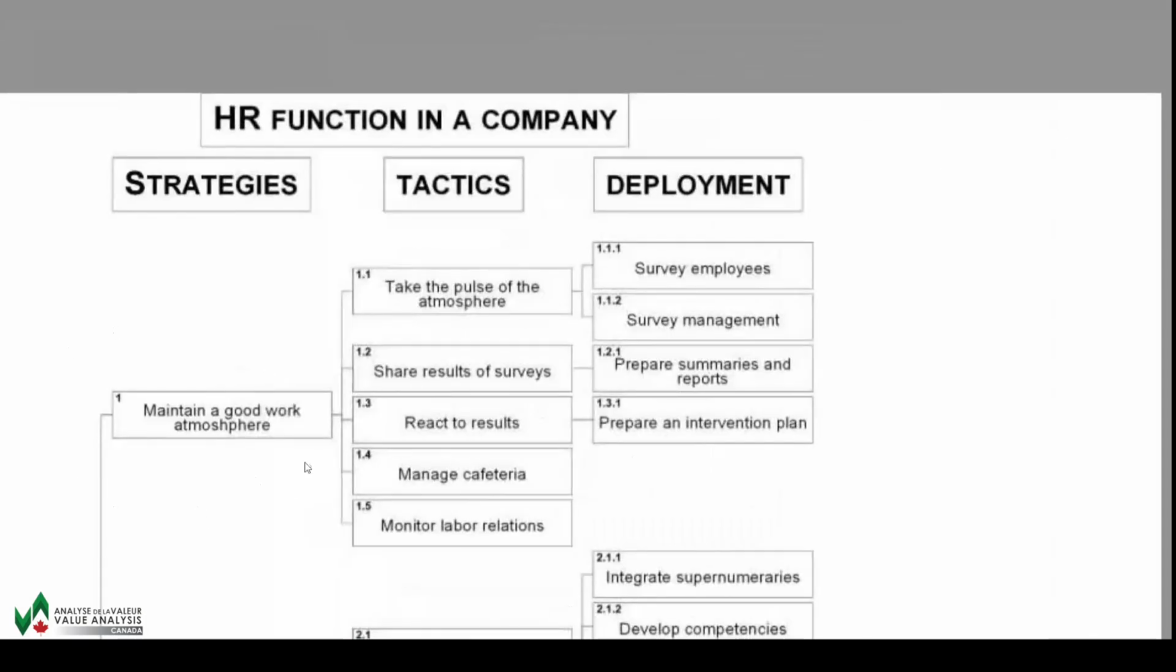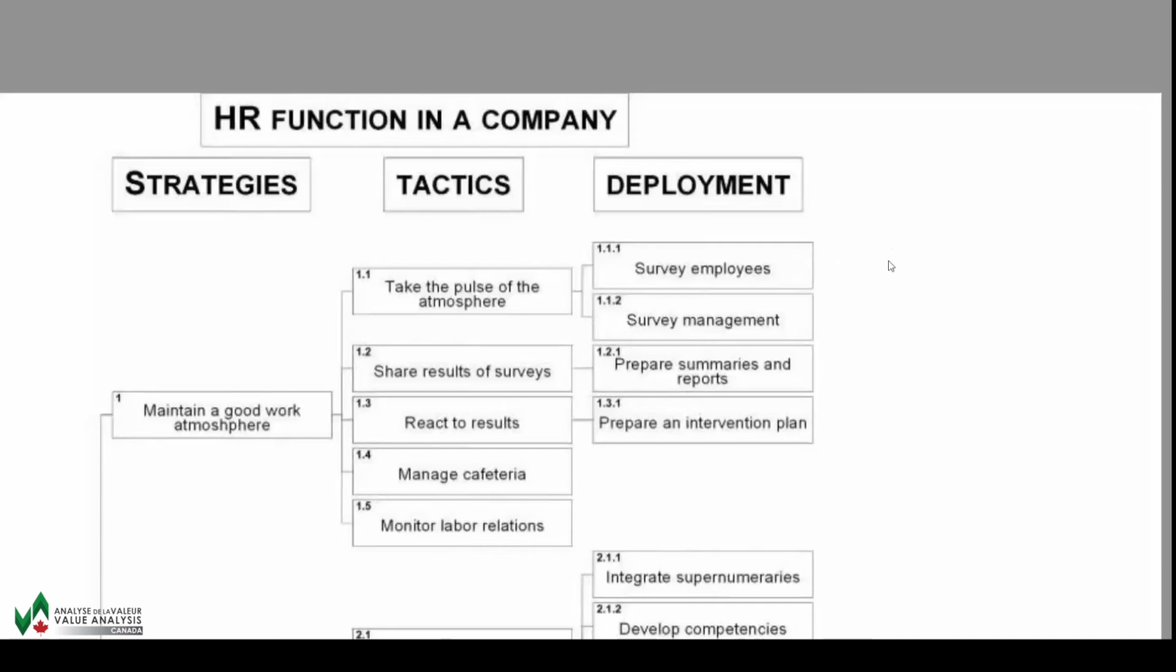So for example, one of the things they need to do is maintain a good work atmosphere, a good labor climate, let's say. So how do you do that? By taking the pulse of that atmosphere. How do you do that? By surveying employees, survey management. How do you do that? You have a whole bunch of activities here.